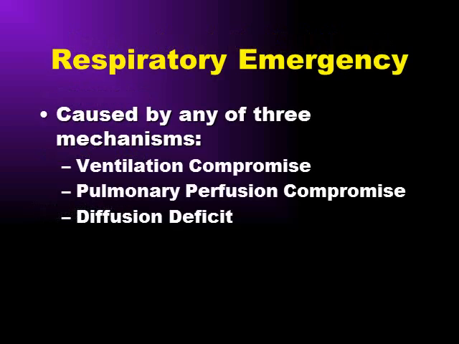Respiratory emergencies generally occur because of three mechanisms, and separating patients as to which of these mechanisms is your primary problem is going to define how well the treatment choices you have are going to work. So you either have a ventilation compromise, i.e. difficulty moving air, pulmonary perfusion compromise, where we have a lack of blood flow through the lung tissue, such as with a pulmonary embolism, and diffusion deficit, which is where oxygen is having a hard time exchanging across the alveolar membrane, either due to a pressure deficit or fluid inside the alveoli or a lack of surface area of the alveoli.